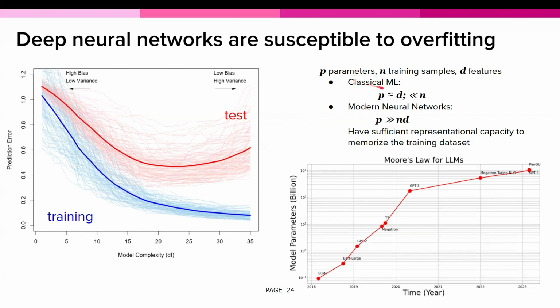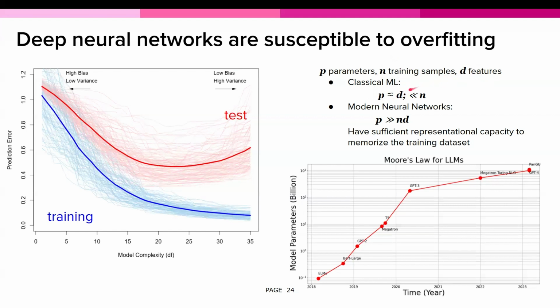And so, whereas before, if we had a model with P parameters, N training samples, and D features, the models that we have tended to be building, the number of parameters was on the order of the number of dimensions. So the perceptron algorithm, for example, the number of parameters in that network was equal to the number of features plus one for the bias.